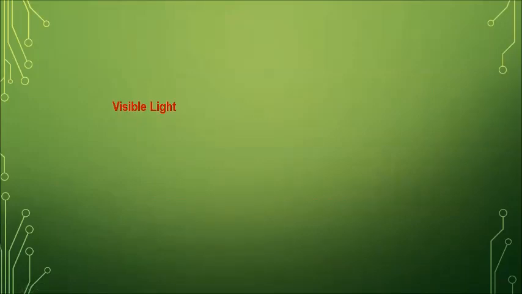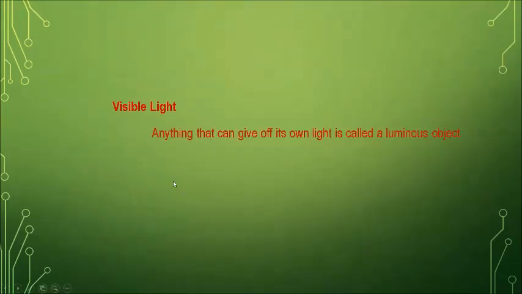Okay, so let's go back to the visible light. Okay? Balik tayo doon. Okay? Now, anything that can give off its own light, we call it a luminous object. Okay? If an object can emit a visible light, okay? Nakikita natin kaya visible. It is called a luminous object. Okay? So, examples, we have the sun. Nakikita natin, di ba?